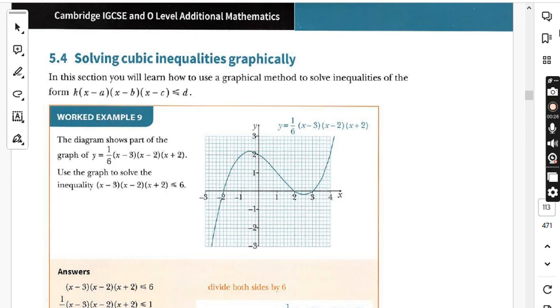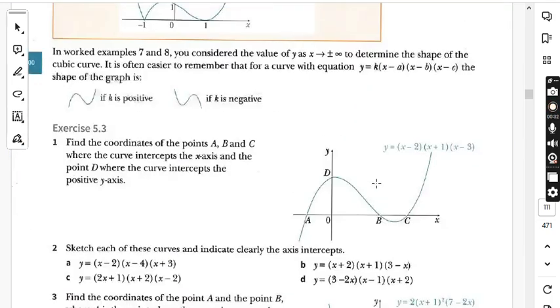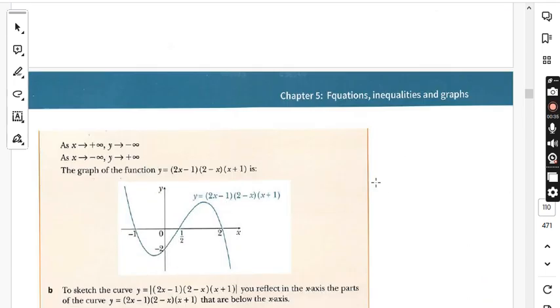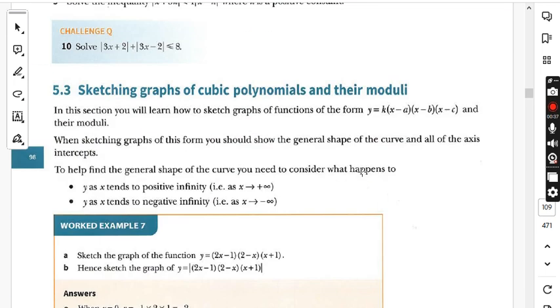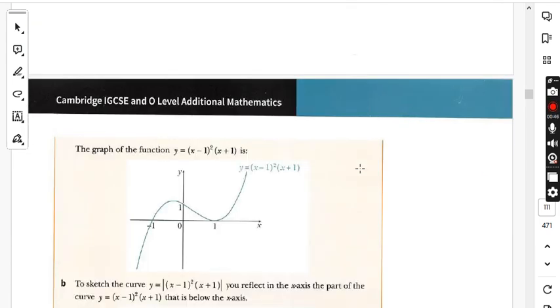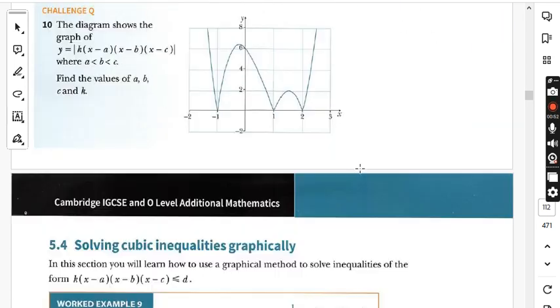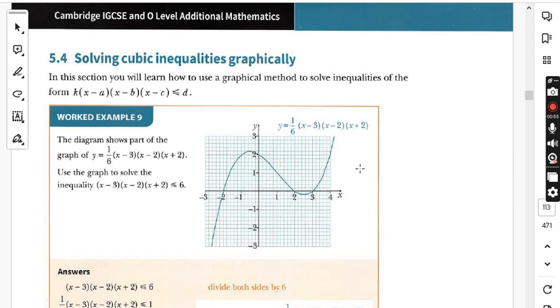Students, in last lecture we finished exercise 5.3. The topic was to sketch the graph of cubic inequality and sketch the graph of cubic polynomials and their moduli. We did all 9 questions of exercise 5.3 and all parts. Today we are going to start next exercise 5.4. The topic is, you can see on your screen, solving cubic inequalities graphically.